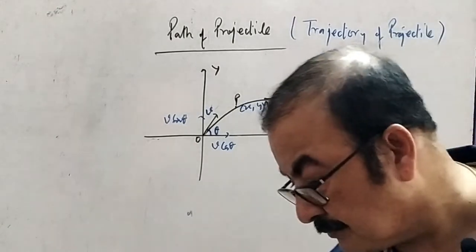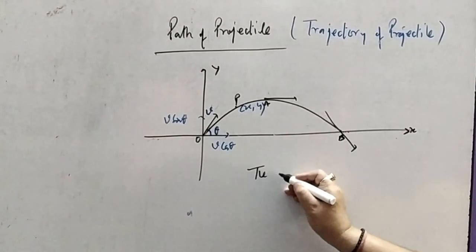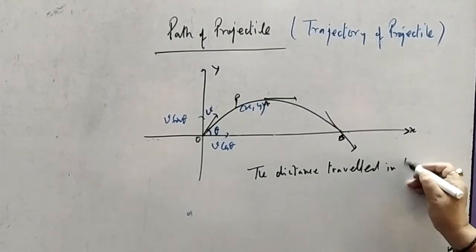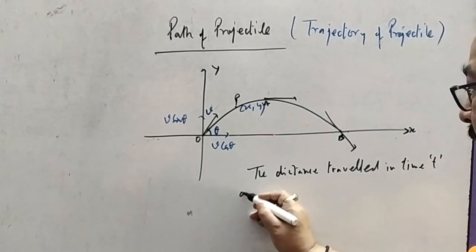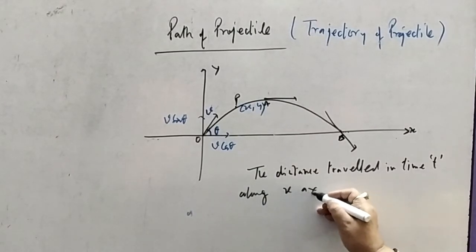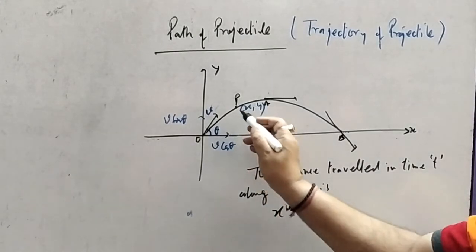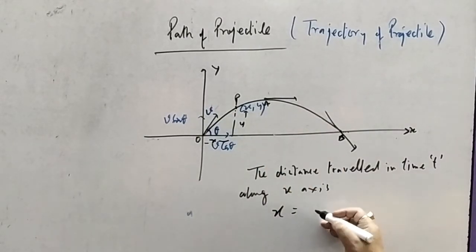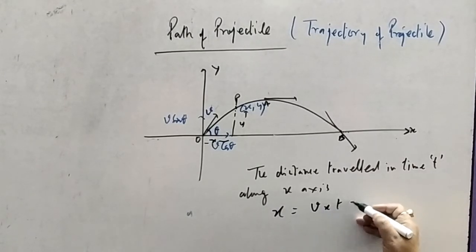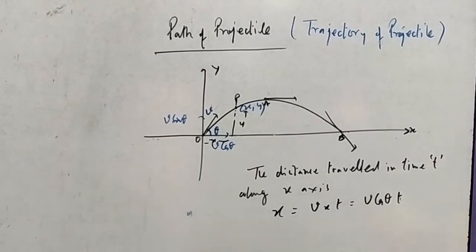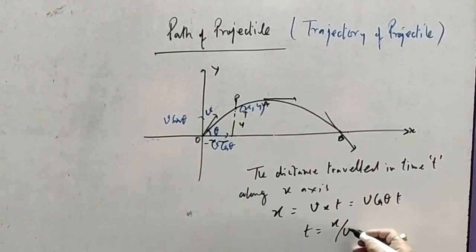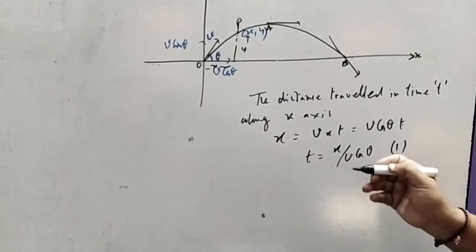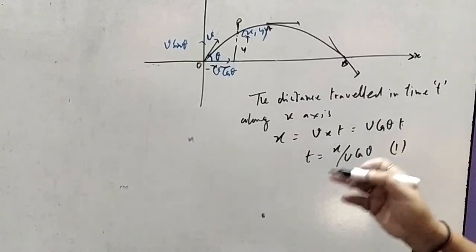Then the distance traveled in time t along the x axis will be, let us call it x, the distance from here to here. This is x and this is y. So x will be equal to vx into t. What is vx? v cos theta into t. And t equals x upon v cos theta. This is equation number 1. Here we did not take acceleration, because acceleration is 0. I said earlier that there is no acceleration in the horizontal direction.